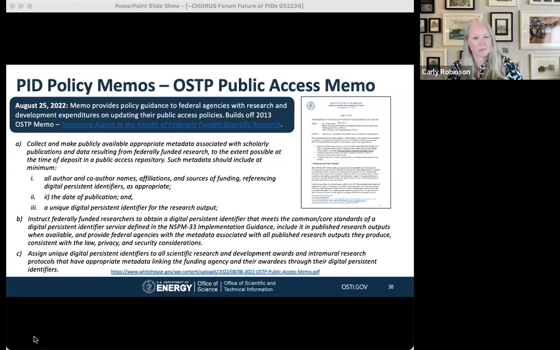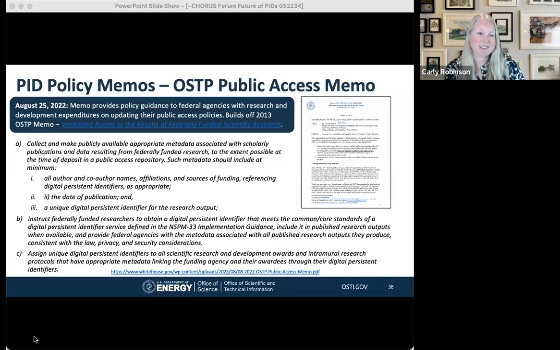And then lastly, it talks about persistent identifiers for awards and intramural research protocols and the expectation for agencies to assign those. That's a space where there's still a lot of discussion, and that's an area that I think will include broader discussion as well.